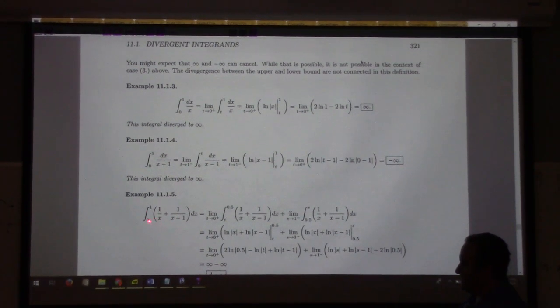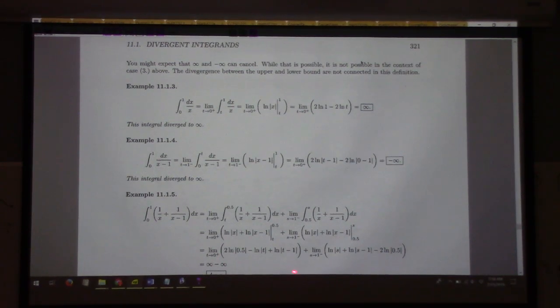This one misbehaves at 0. That one misbehaves at 1, so I break it at the halfway point, and I get infinity minus infinity, which is not to say that it's 0, right? We don't cancel infinities like this. This is just an admission that these are separately infinite, and it does not exist, in the same sense of my example 2.